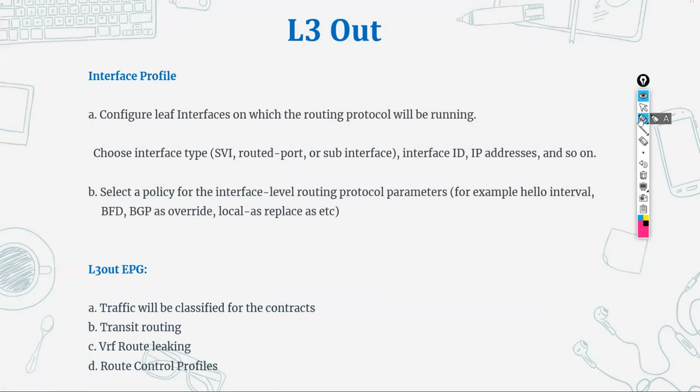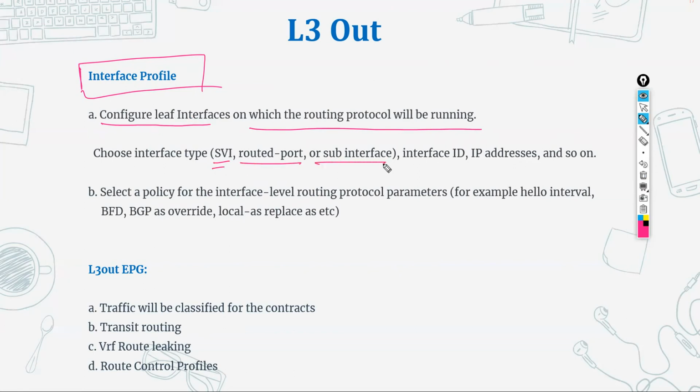The third component is the interface profile, wherein we are going to define the parameters related to our interfaces. So you can see here the first one is to configure the leaf interfaces on which the routing protocol will be running, correct? It can be an SVI, a routed port, or a sub interface. So we can choose the interface ID, what will be the IP address, and so on.